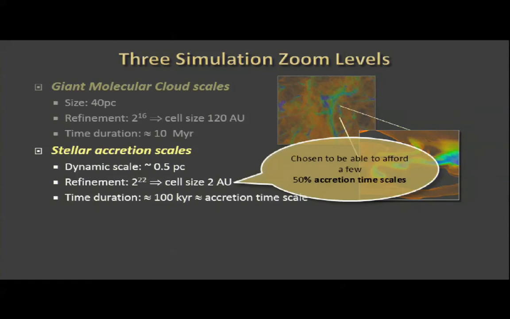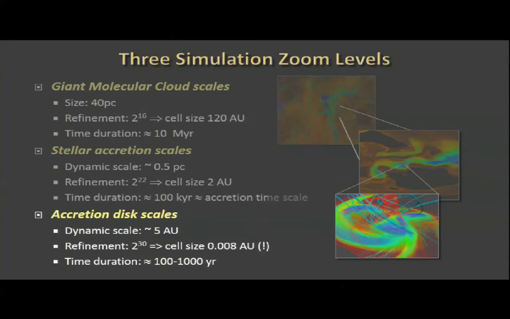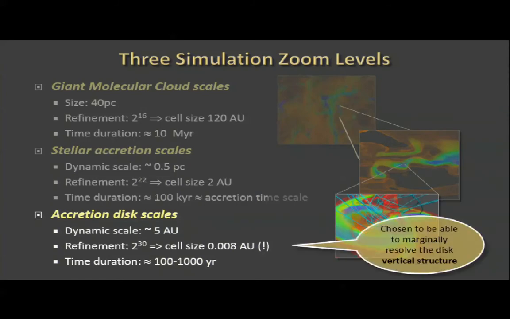And that choice is based on being able to afford a few accretion times. Okay? So about 100,000 years for a solar mass star. And then we go to the deepest level, 30 levels of refinement, and that's chosen to marginally resolve the vertical structure. If you talk to people doing MRI of disks, they need 16 or 32 points per scale height to do their thing. So this is really marginal. So this is a first-of-a-kind simulation where we tweak everything as much as we can, and therefore we have no problem thinking of getting a 6 times better resolution whatsoever.